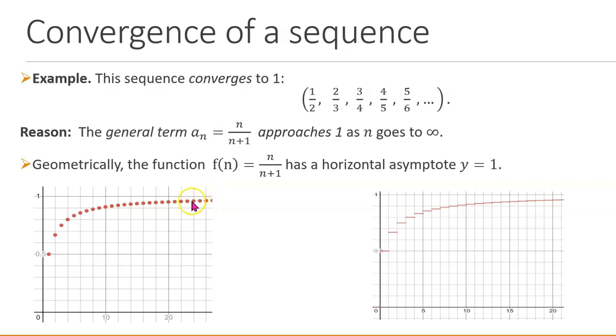Sometimes people like to visualize the sequence not as a dotted curve, but using short horizontal bars. It doesn't matter. There are many ways to visualize a sequence, but in either way, we are talking about a horizontal asymptote. Okay.